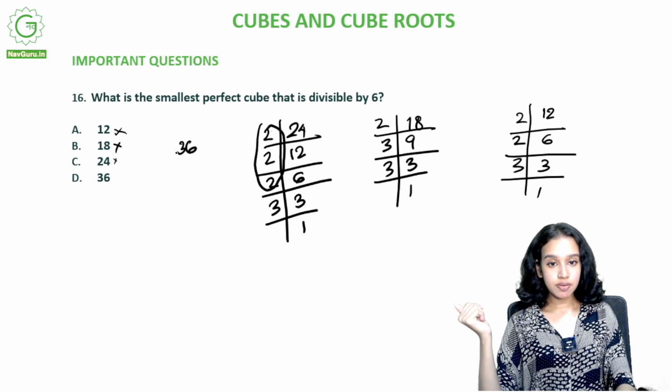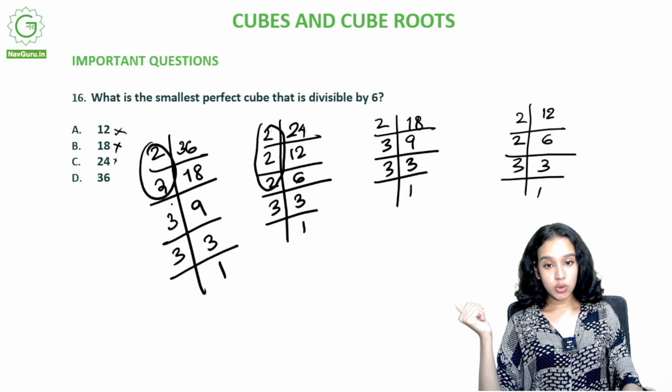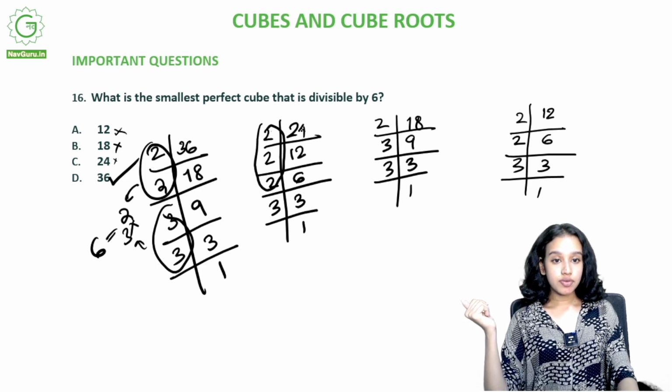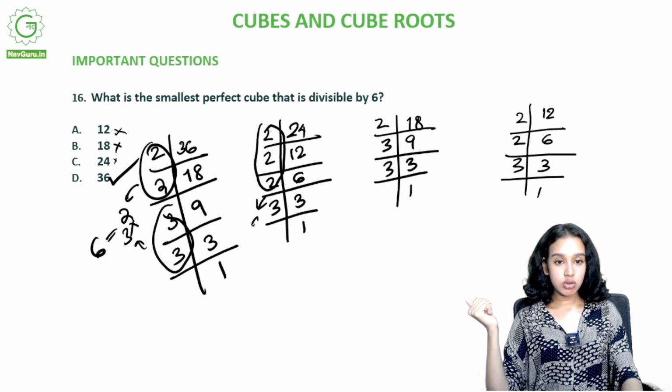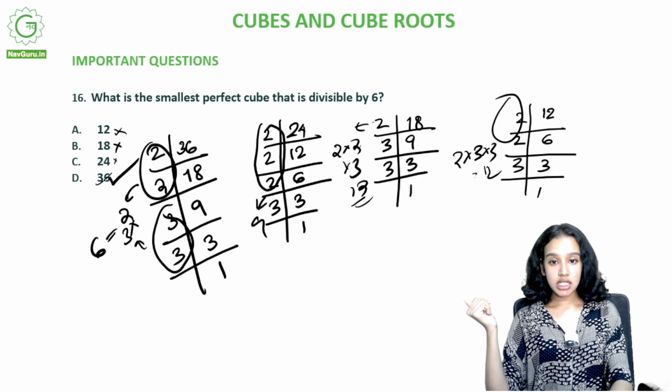So, 36. Prime factorizing, we get 2, 2, 3, 3. So, how much more is needed to be a perfect cube? One more 2, and one more 3, and 2 into 3 is 6. So, this is the smallest perfect cube that is divisible by 6. Now, for the 3s, it's 3 into 3, 9. For the 2s, it's 2 into 2 into 3, which is 4 into 3, 12. Again, it's 12. So, it's 36.